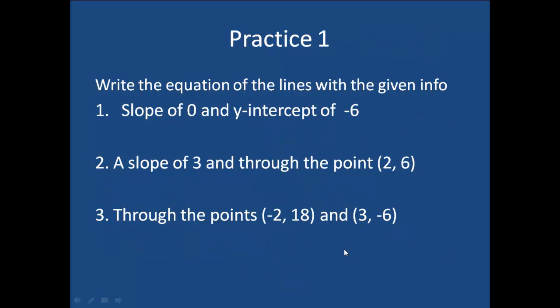Okay, so here's 3 similar practice ones. I want you to pause the video and see if you can write the equations of each line for these 3 problems.